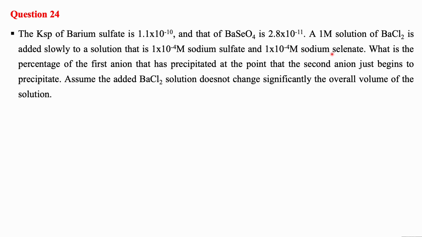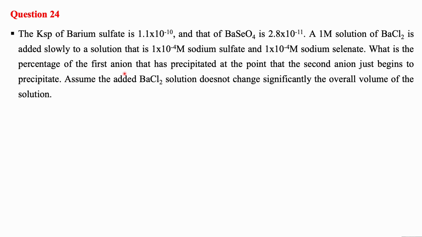So here we have the Ksp of the two, the Ksp of barium sulfate and the Ksp of the barium selenate. We have also their concentration. Here we can find the concentration of the sulfate, and then we can find the concentration of the selenate. We have this Ksp. So then if we add 1 molar solution of barium chloride, that means this barium will react with the sulfate, and barium here will react with the selenate.